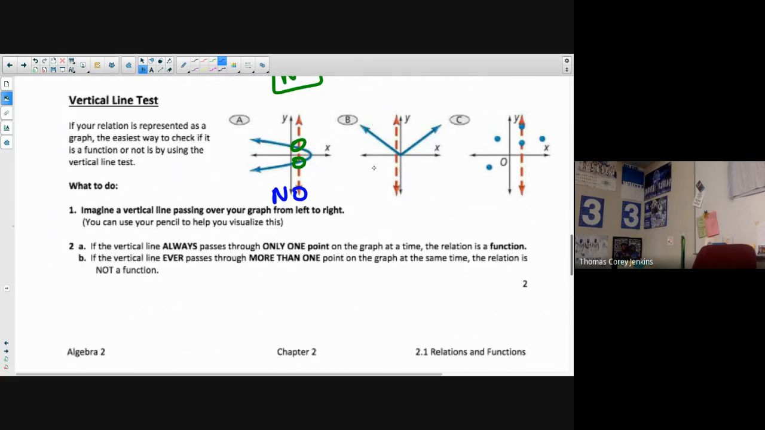This one passes no matter where you draw a vertical line. It only touches in one spot. Don't get this confused with a horizontal line test, because if I draw a horizontal line, it fails. So it's not a horizontal line test. And then the last one, C, obviously fails right there. No. So that gives you some tips on how to use the vertical line test.